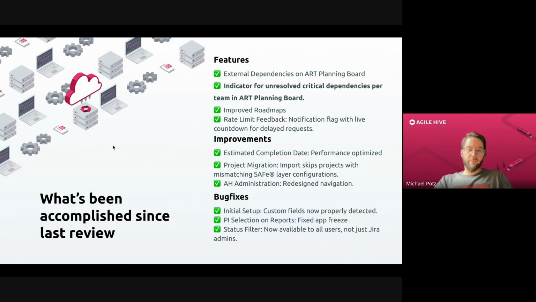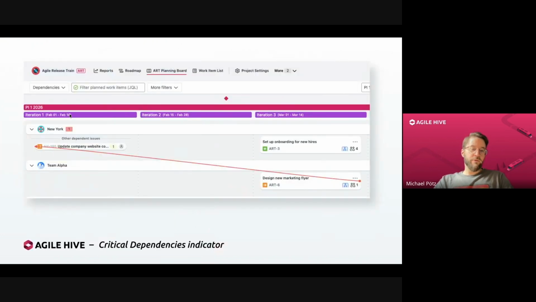Staying on our art planning board, I think we reintroduced, I think it was there, but has been missing a while, the indicator for critical dependencies on the art planning board again. So in this case here, the New York team has 1 critical dependency displayed here by this line. It's always on the receiving end of the dependency here with the line that will show the lozenge or the indicator on its team swim lane.